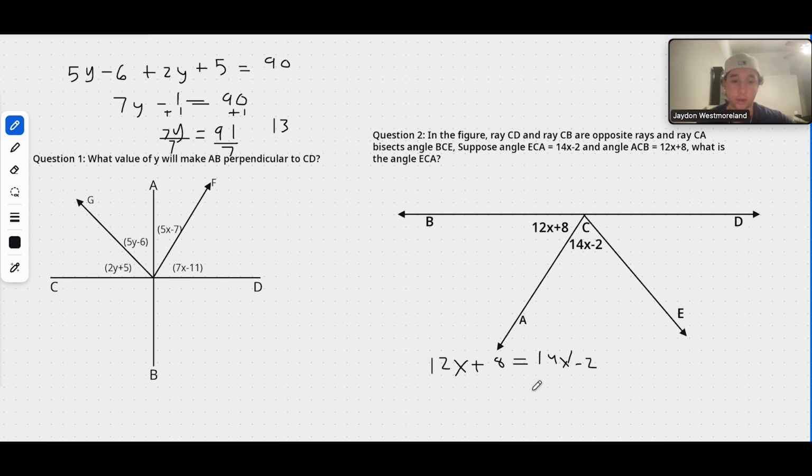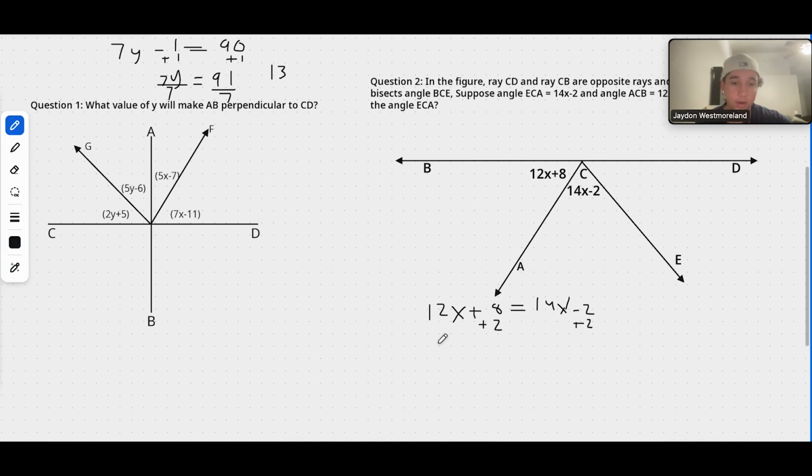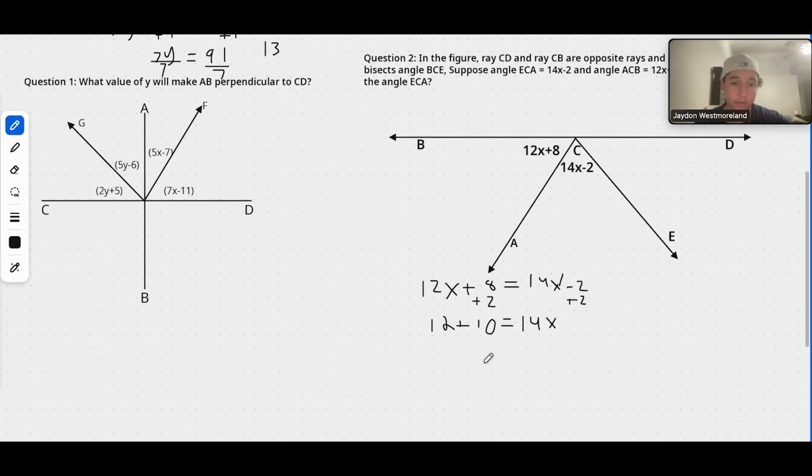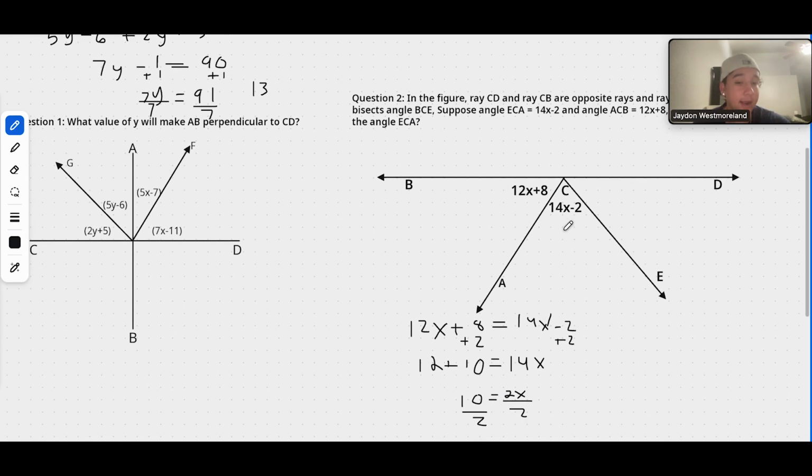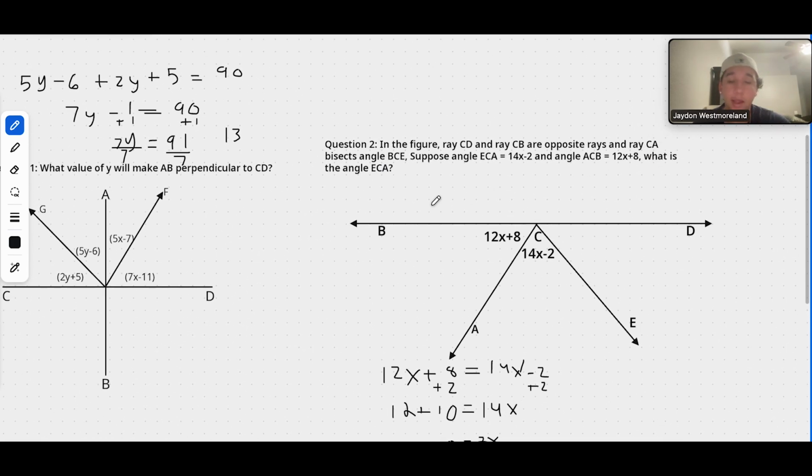So I'm going to add the 2 to both sides. I want to keep it positive. That's going to give me 12x plus 10 equals 14x. Now I'm going to subtract 12x from both sides. I get 10 is equal to 2x. And then divide both sides by 2, and x equals 5. Now in this case, it's not my final answer, because it's not actually asking for the x value. It's asking for the angle ECA.